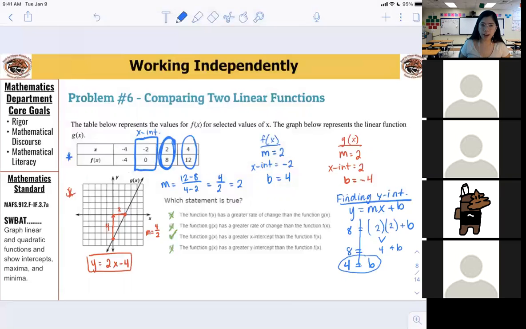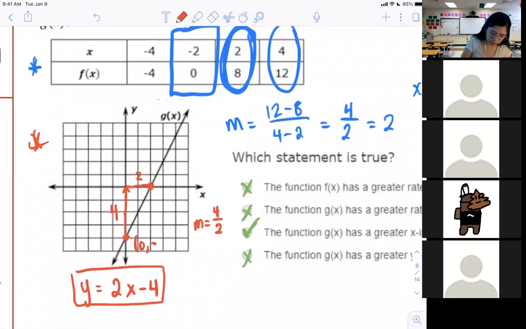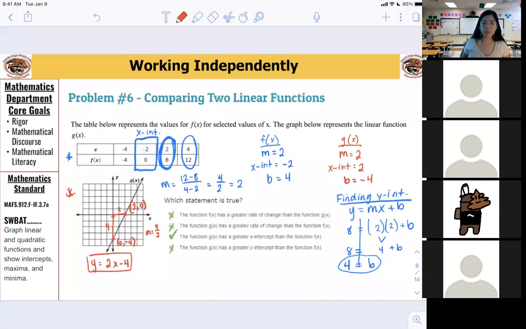So for f of x, I had everything I needed. And then for g of x, I had to look over on the graph and figure out the y-intercept, the slope, and the x-intercept all from the graph. We realized that the slope was 2. We did rise over run, and we got 2. We also knew that the y-intercept was (0, negative 4), and the x-intercept was (2, 0). So we were able to get everything, which made the correct answer choice C. G of x has a greater x-intercept than f of x. So do I have any questions on number 6?